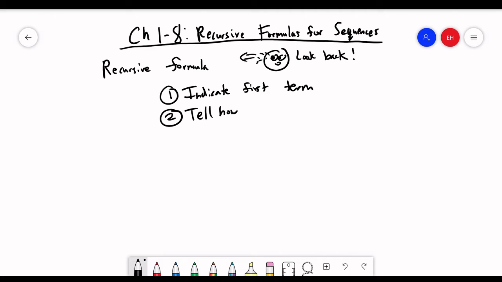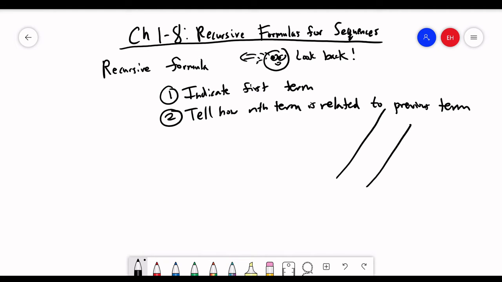As a review from section 1.7, a sequence is just a list of numbers, and in this case it follows a pattern. So you have to do two things to write the recursive formula. First, you have to tell the first term. And the second thing is you have to tell how the nth term is related to the previous term. In other words, you have to tell me how to get to the next step from the step I'm standing on.